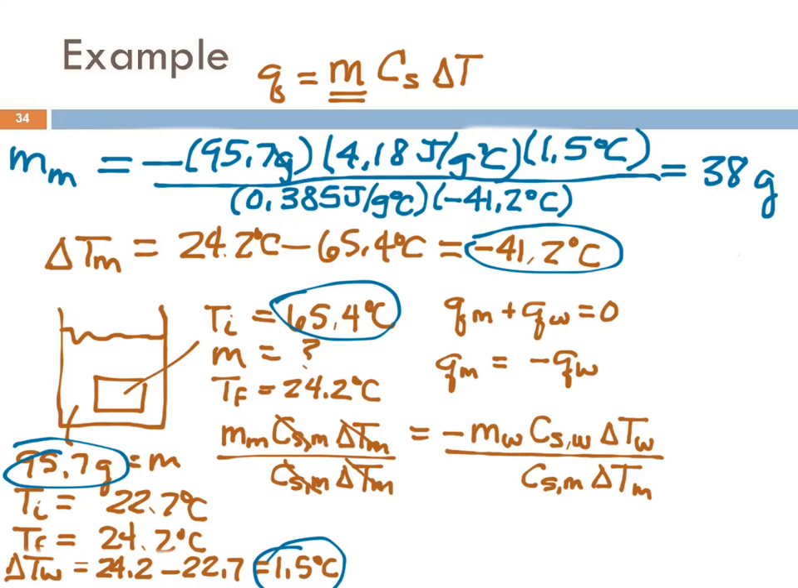Well, here gram cancels gram. And degrees Celsius cancels degrees Celsius. And down here, degrees Celsius cancels degrees Celsius. And that joule cancels this joule. The units end up 1 over gram, which is grams.